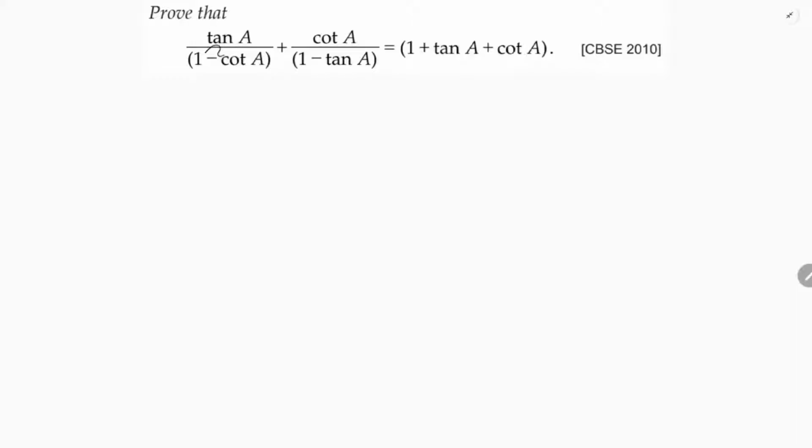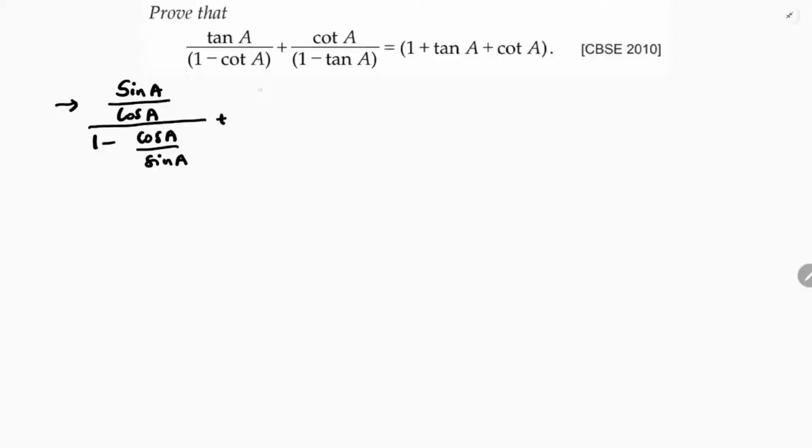Prove that tan A by 1 minus cot A plus cot A by 1 minus tan A equals 1 plus tan A plus cot A. So here, I'll change the LHS in terms of sin and cos. Tan A I'll write as sin A by cos A, and in 1 minus cot A, I'll write cot A as cos A by sin A.